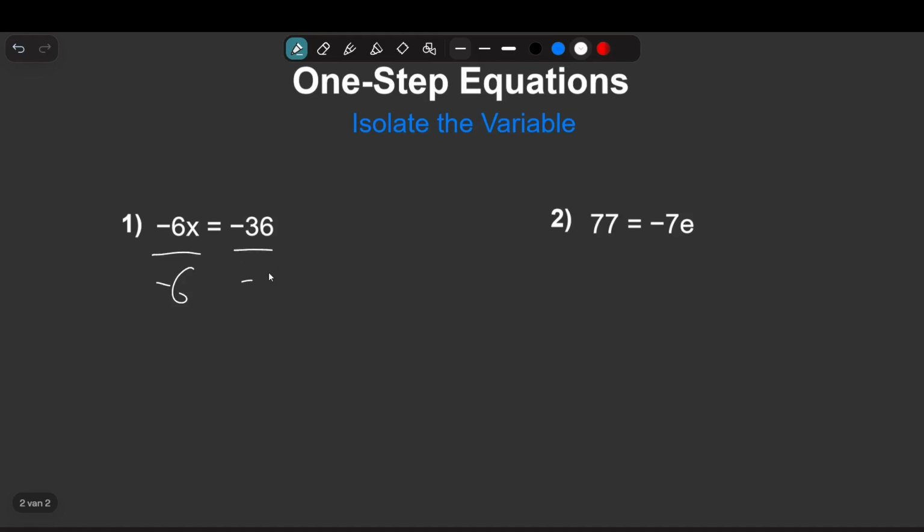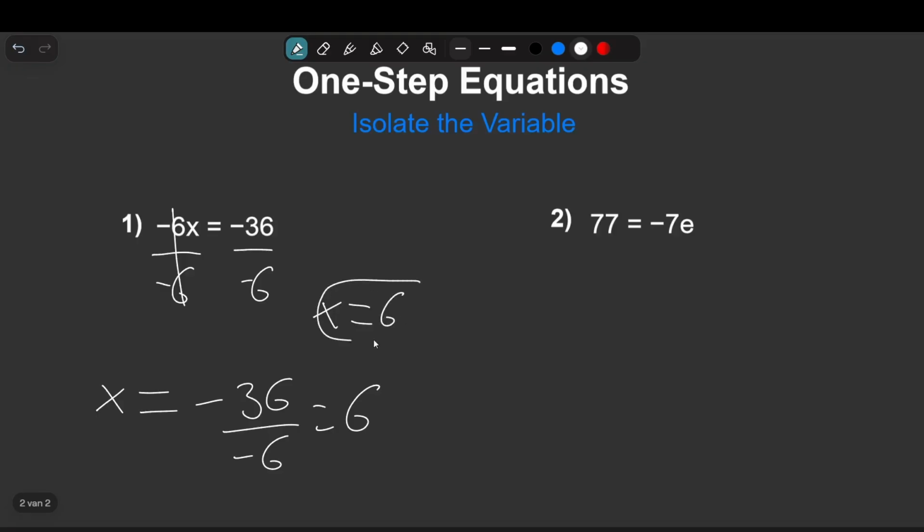-6 and -6. So -6 divided by -6 is going to cancel each other out and leave us with our variable alone. So now what we have is x equals -36 divided by -6. Now all we have to do is solve this. So -36 divided by -6 is going to be 6. So our final answer is going to be x equals 6.